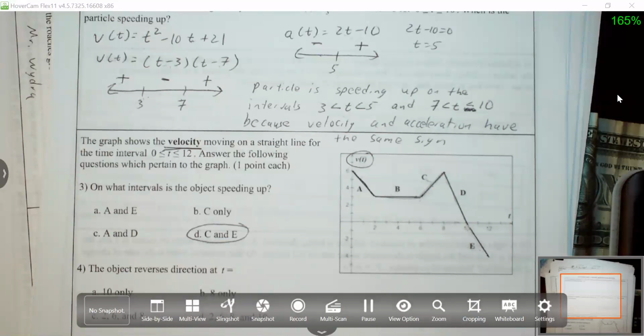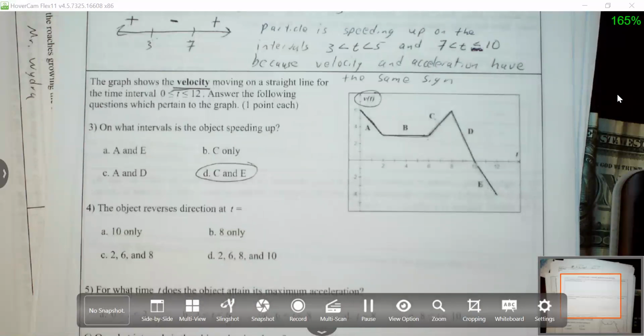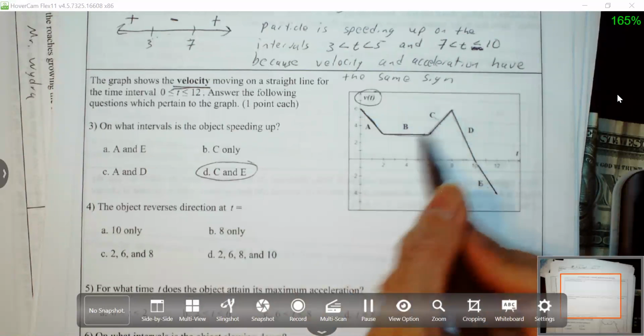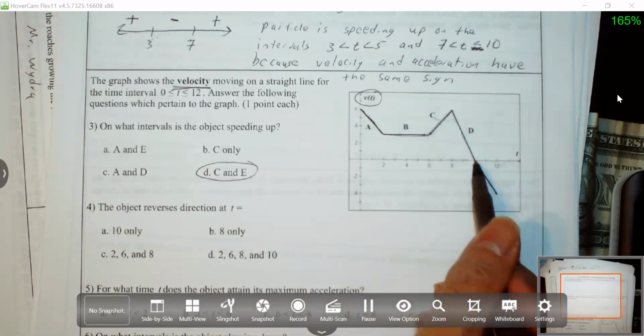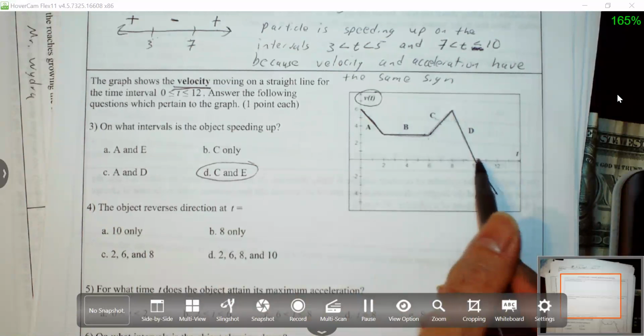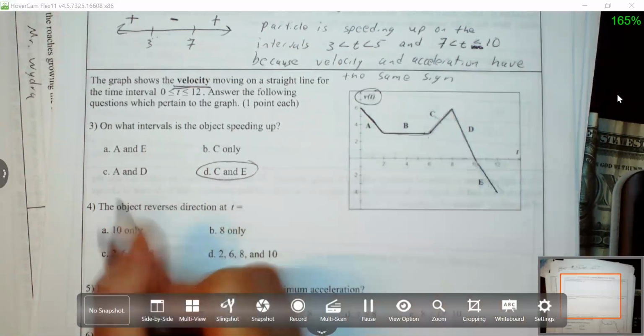Now, number 4, the object reverses direction at t equals. Remember, here velocity is positive, so it's always going to the right. But then here, when it's negative, now it's moving to the left. So right here is when it reverses direction, at 10 only.